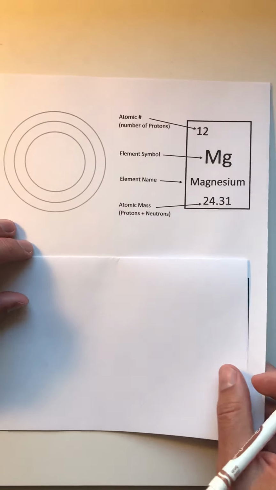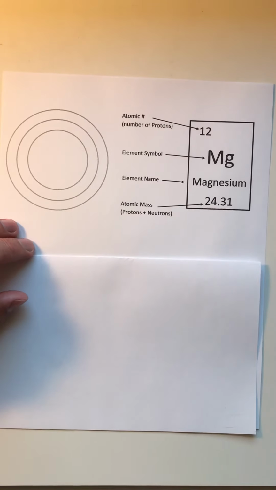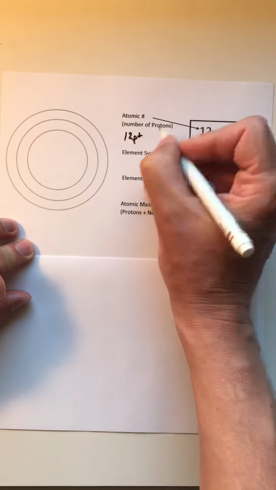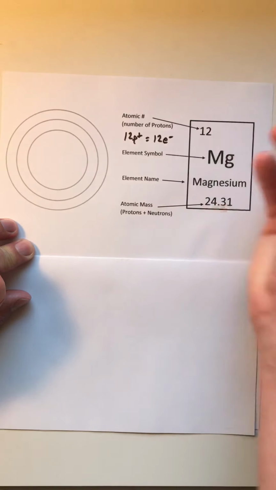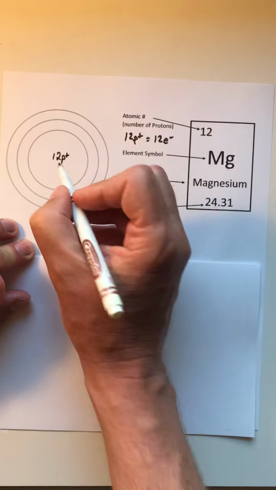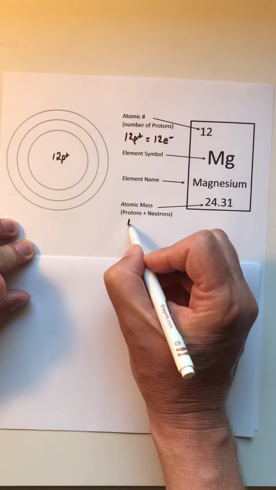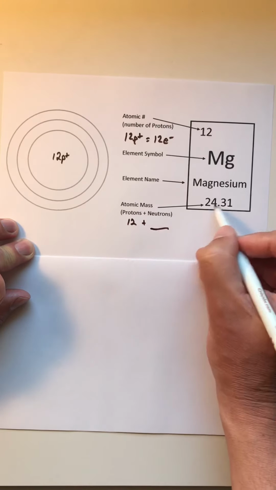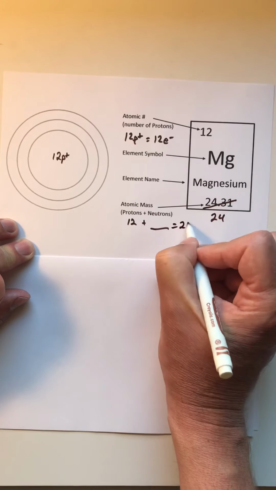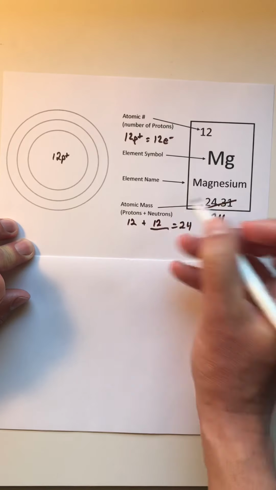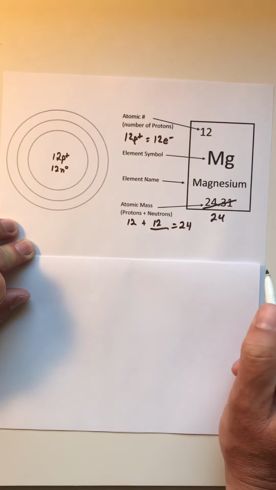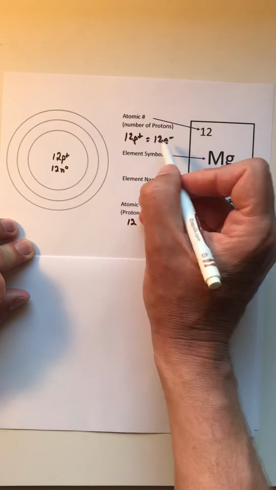So what if we get to an atom like magnesium, which is Mg? The atomic number is 12, meaning it has 12 protons, and therefore has to have 12 electrons. All right, so it has 12 protons that are positive in the nucleus, and 12 plus something has to equal, round that to a whole number, 24. So it has to have 12 neutrons also. So 12 neutrons are also inside the nucleus.